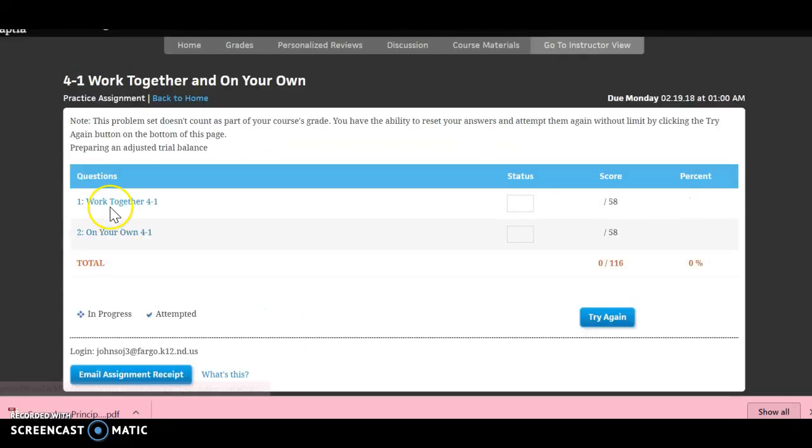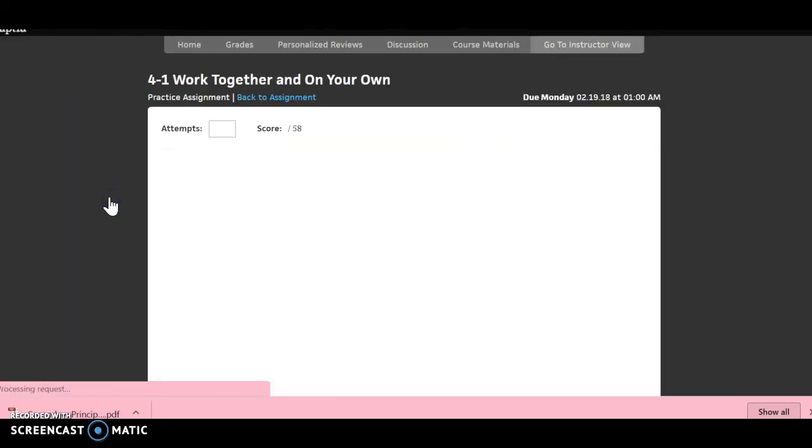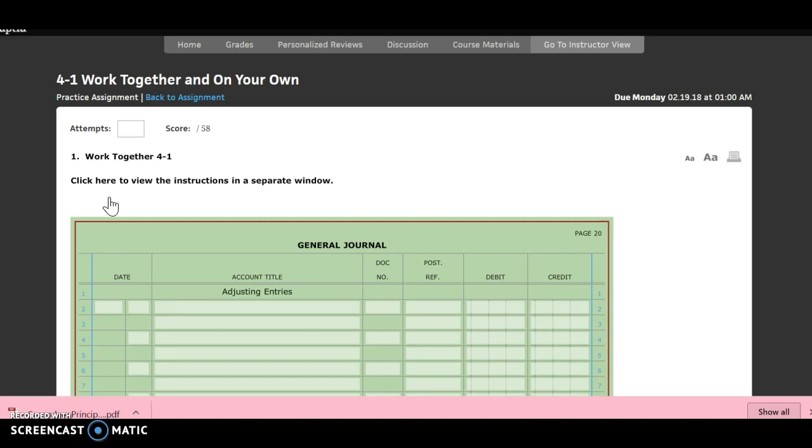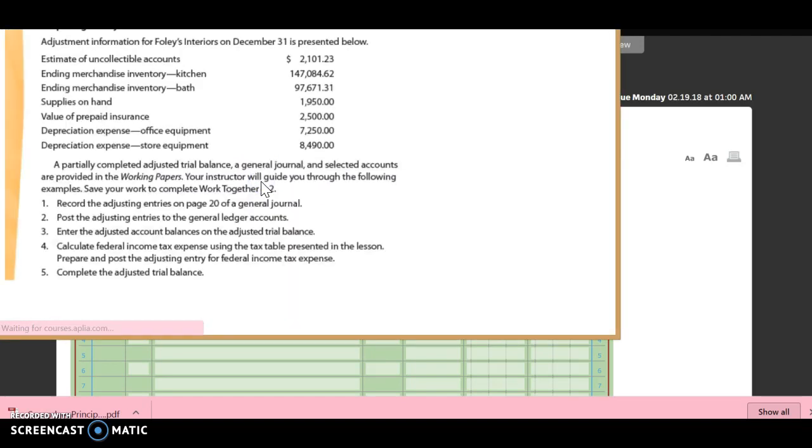Okay, we're looking at 4.1, work together. All right, so we'll look at the directions first. It says adjustment information for Foley's Interiors on December 31st is presented to us. A partially completed adjusted trial balance, a general ledger, and selected accounts are provided to us.